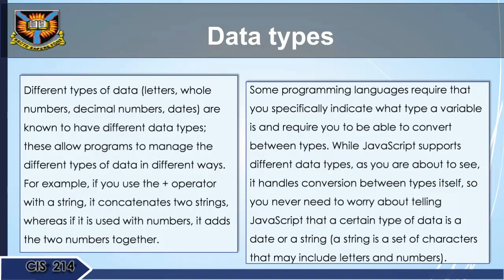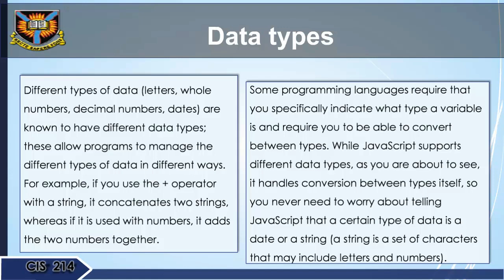Data types. Different types of data, letters, whole numbers, decimal numbers, date, are known to have different data types. This allows programs to manage the different types of data in different ways. For example, if you use the plus operator with a string, it concatenates two strings, whereas if it is used with numbers, it adds the two numbers together.